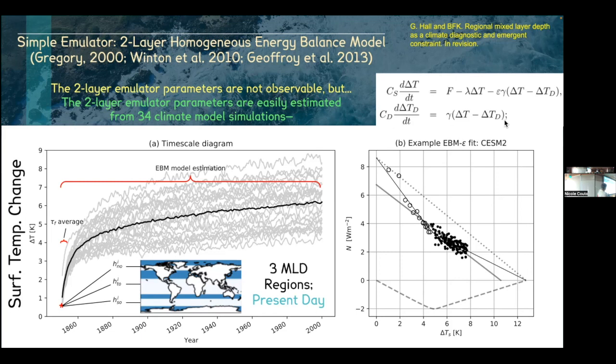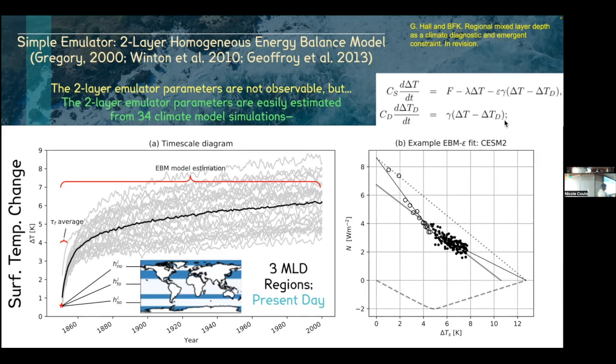So Gregory came up with this model in 2000, Winton came in 2010 for the epsilon, and then Geoffroy taught us how to tune one of these to match a climate model. So this is the data-driven part. Now we take all the climate models in the CMIP6 ensemble, and that's what these little wiggles are.